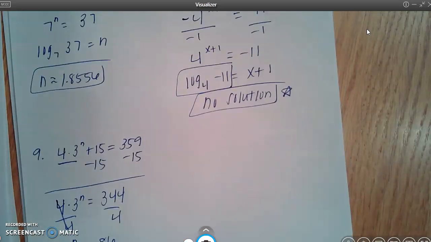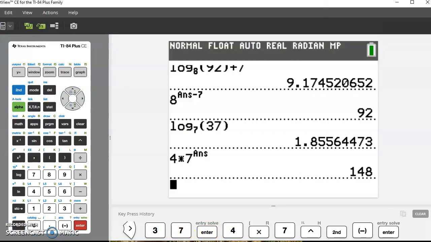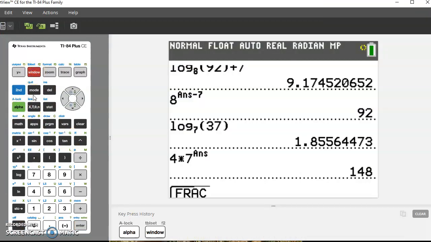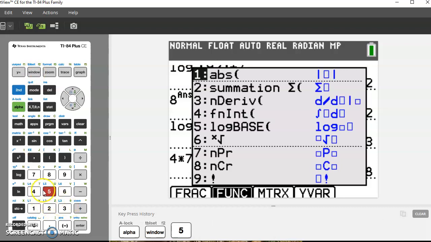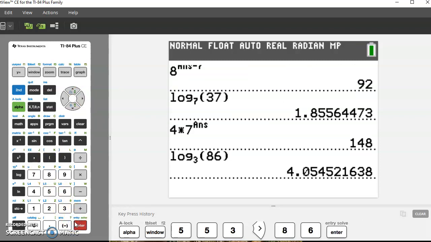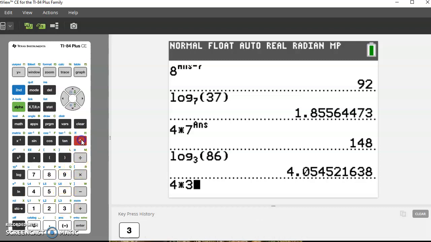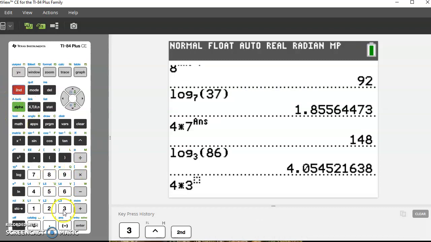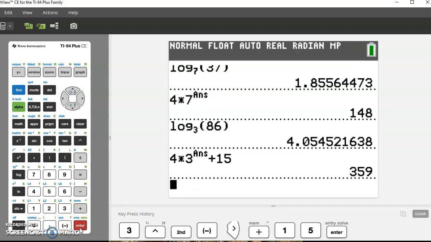And then I need to plug this into my calculator to make sure that it does work. So go to my calculator. We're going to do alpha window number 5. We have log base, computer's really slow today. Log base 3 of 86. And I'm going to get n as approximately 4.0545. Okay, and then we got to plug this in to make sure that it works. We're going to do 4 times 3 raised to second answer, arrow to the right, and then we'll do plus 15. And I got 359, which is what my original question asked for.